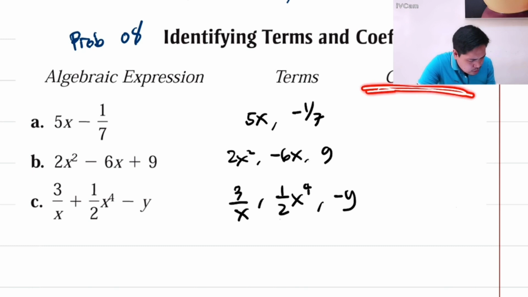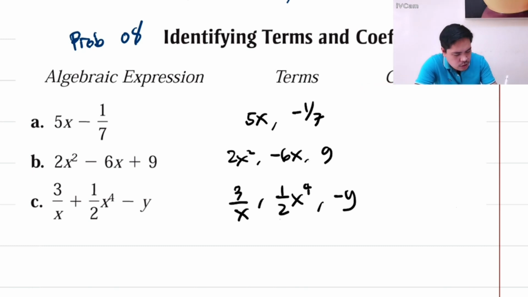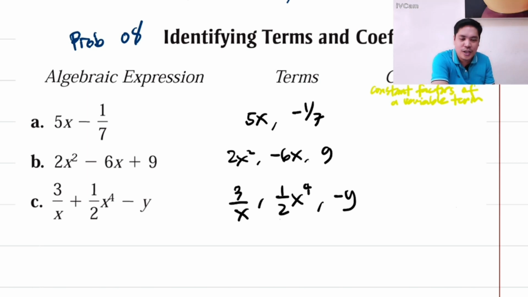Okay, now what are these coefficients? Coefficients, these are the constant factors of a variable term. Okay, so isulat natin dito. Coefficients are constant factors of a variable term. Okay, ano yung factor? Factor is, for example, 4. The factors of 4 are 2 and 2. Di ba? 2 times 2 is 4. Okay, ganon. So, if we have 5x, the factors of 5x are 5 and x. Di ba? You multiply 5 and x. So, therefore, the constant factor is 5. Therefore, the coefficient is 5. So, the coefficient here is 5.